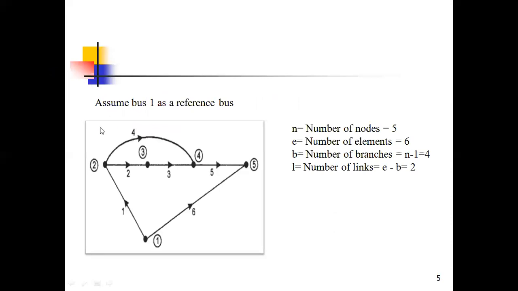So this is the oriented graph of the network. I have assumed bus 1 as the reference bus, and we have 5 nodes, that is 1, 2, 3, 4 and 5, and the number of elements is 6. So here nodes equal 5, elements are 6, branches are 4 and links are 2.